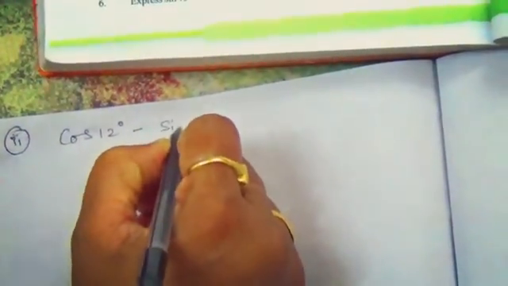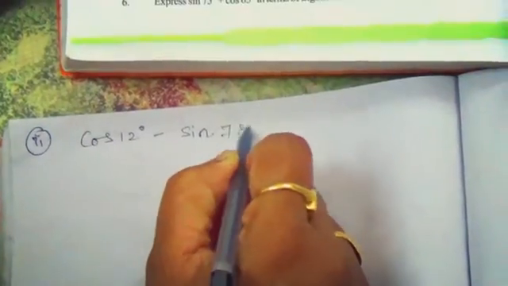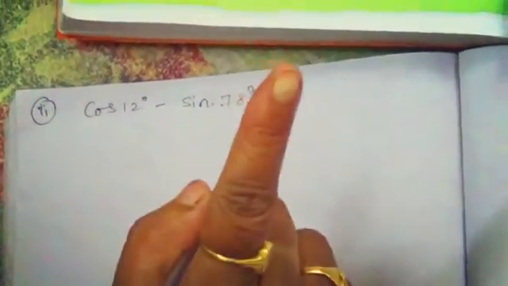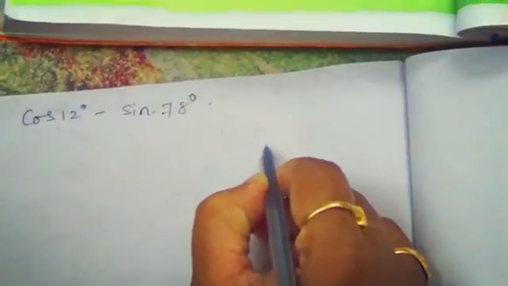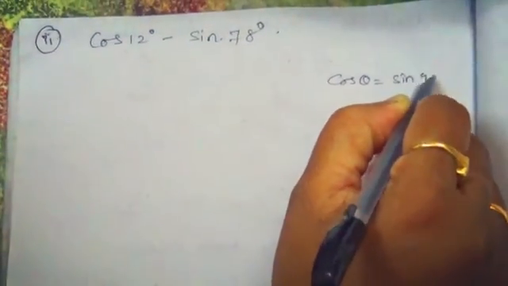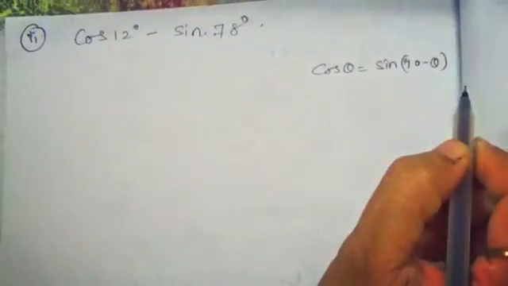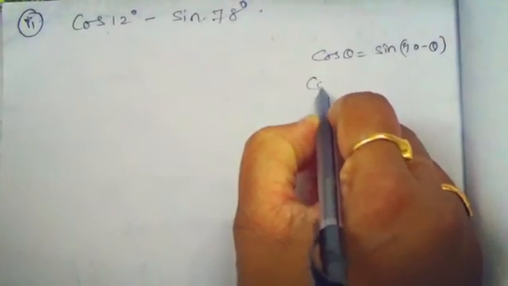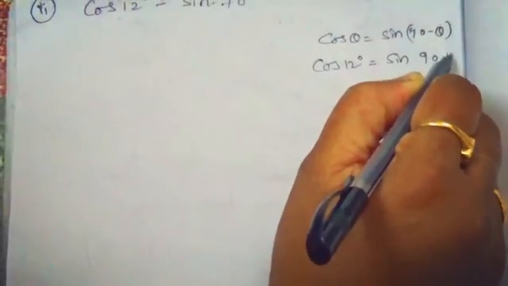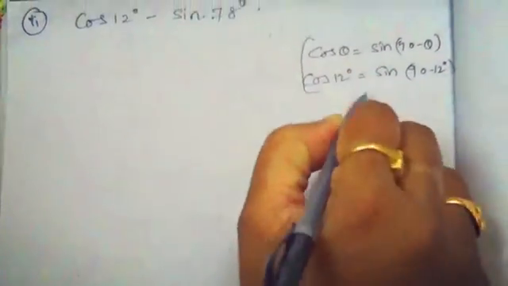So that is cos 12 degrees minus sine 78 degrees. Any one you just change, only one. I want to change this cos 12. So cos theta is equal to sine(90 minus theta). In the place of this, cos 12 is equal to sine(90 minus 12). So I am using this formula.